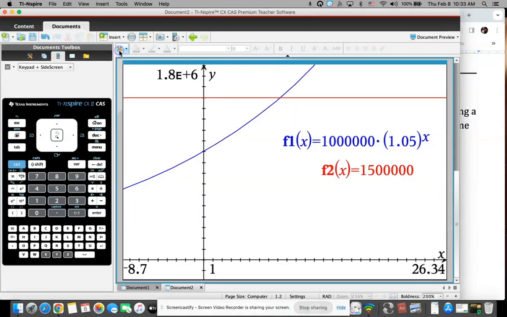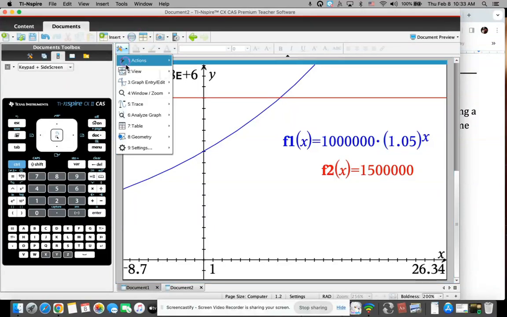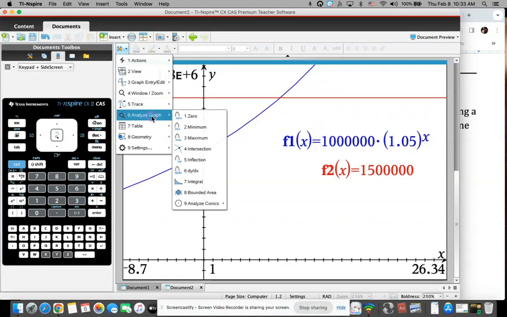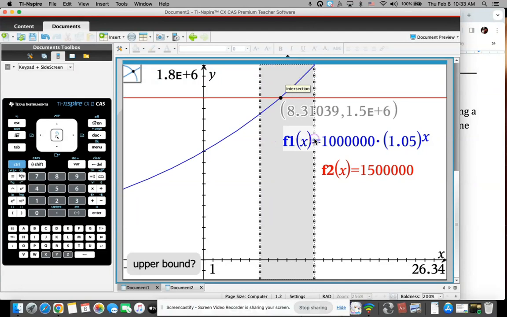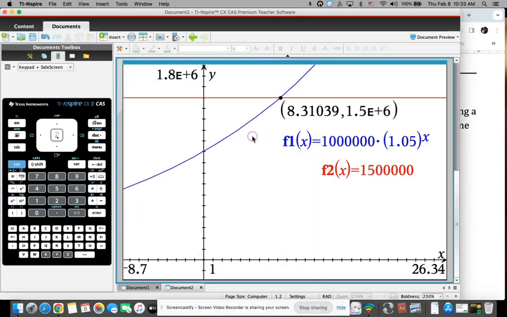Now I can do intersections. So again, hit menu, and you'll see right here it says analyze graph, and there's this intersection button. We did this with the quadratic unit, so hopefully this is just a review for you. Now, a lot of people try to go right on it. That's actually not good. You want to go a little left of it and then click, and then go a little to the right and click, and then you'll get your answer.